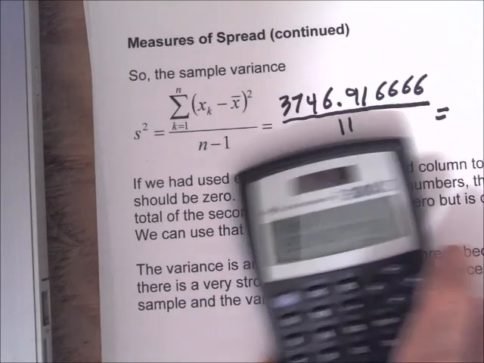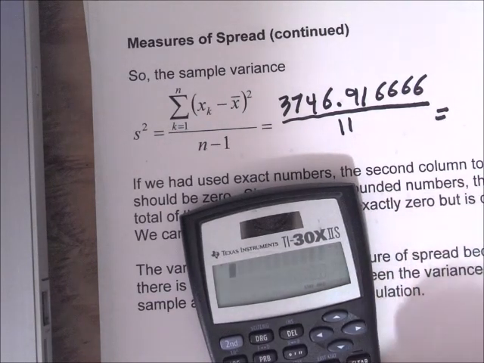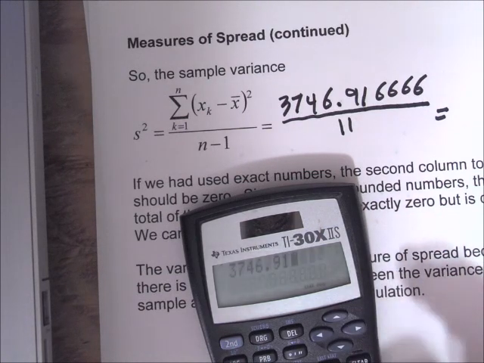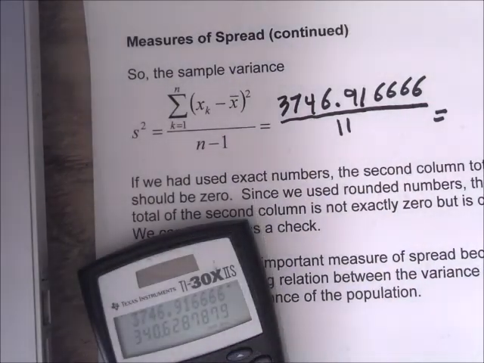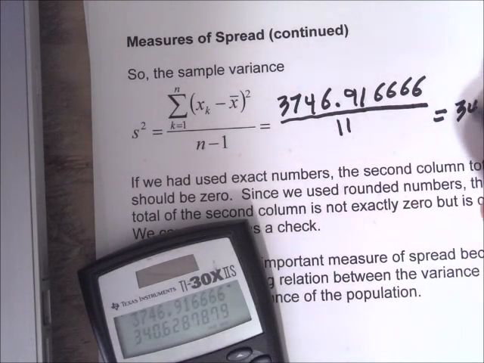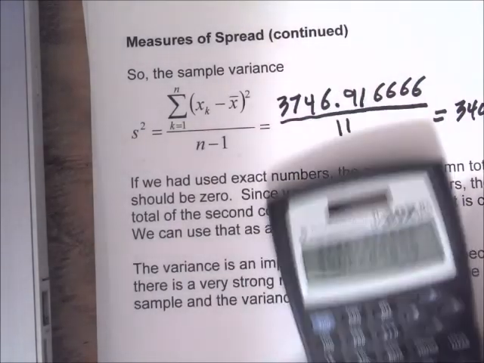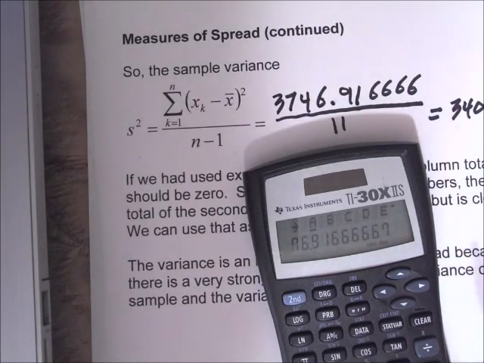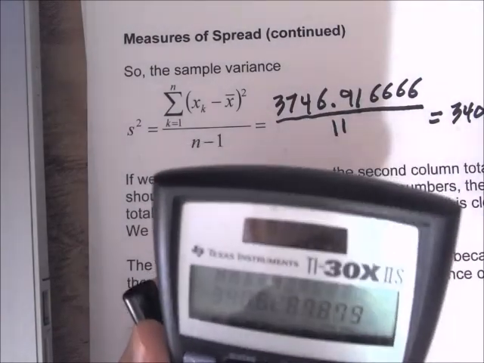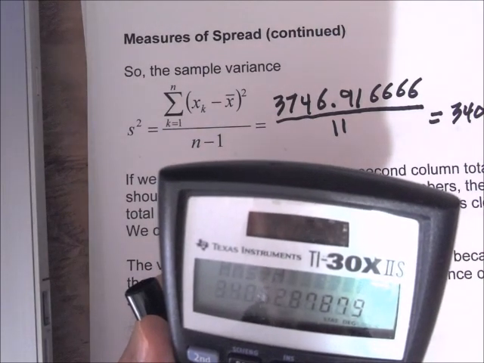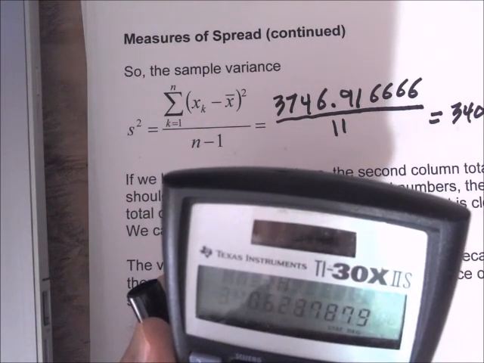So 3746.916666 divided by 11, and I get about 340. And I'm going to store that in memory. Do equals 628 78 79.